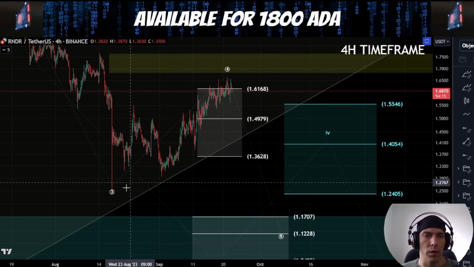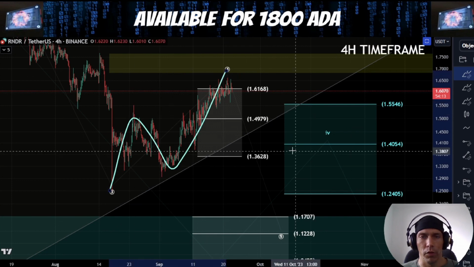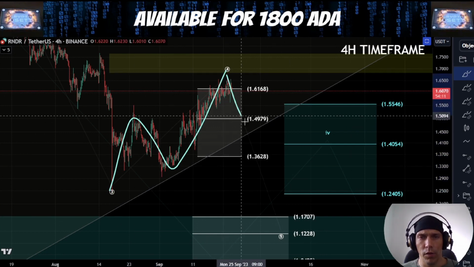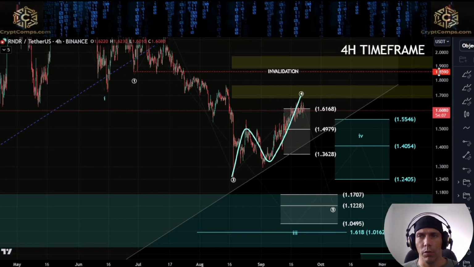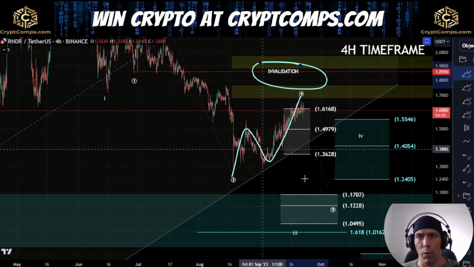Now, within this idea, what we'd be saying is that this move is corrective and that we're going to start to see price looking to break down in 5 waves. Invalidation of this idea would come by moving back above this 185.